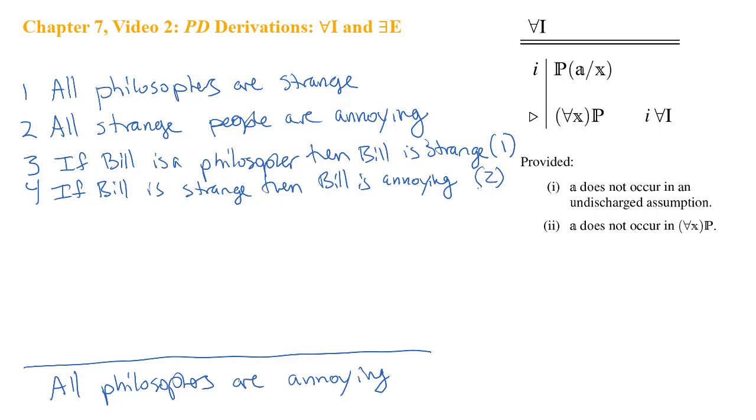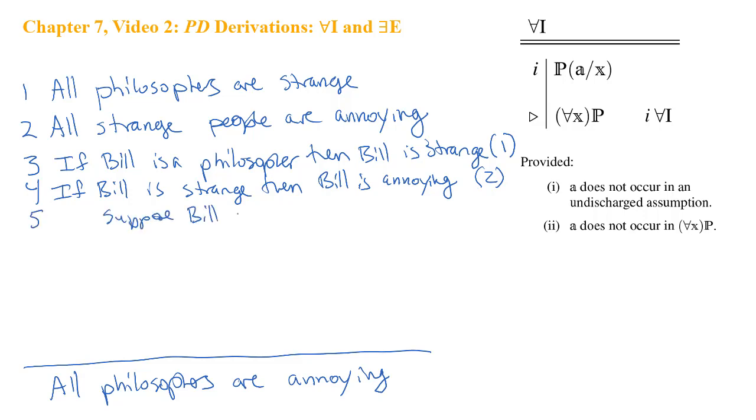Now, given lines 3 and 4, we don't actually know anything in particular about Bill. Just if he's a philosopher, then he's strange, according to line 1, and if he's strange, then Bill is annoying, according to line 2. But we don't actually know anything about this Bill or who he is. So I want to emphasize this point. We don't have any special knowledge about Bill. But let's make an assumption.